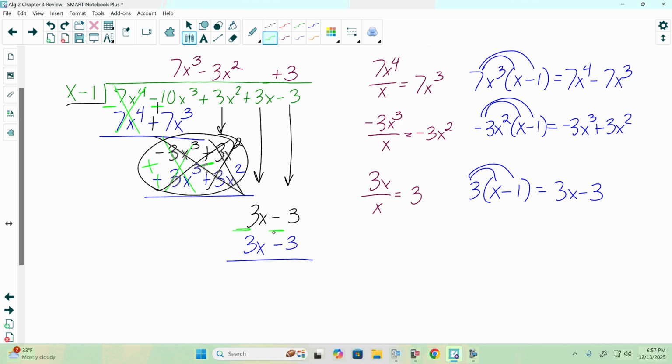And last but not least, we subtract. 3x minus 3x is 0. Negative 3 minus negative 3, the negative and negative make a plus. 3 plus 3, telling us that the remainder is 0, meaning this divides evenly. So 7x cubed minus 3x squared plus 3 is our final answer.